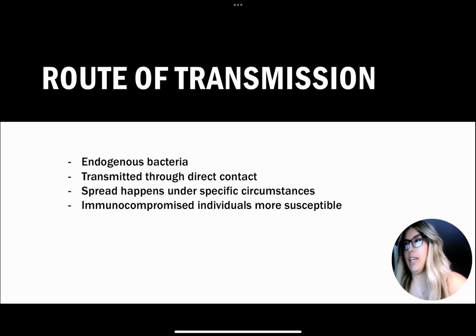Okay, starting on slide 8, the route of transmission. This fungus is endogenous, which means it typically derives from the host's own natural flora. Overgrowth can occur due to many factors, but the spread of this can only happen under specific circumstances. Meaning that the portal of transmission would have to be open for the fungus to grow.